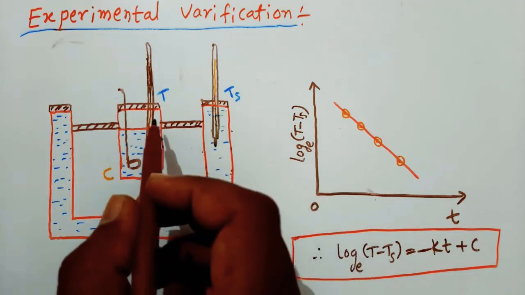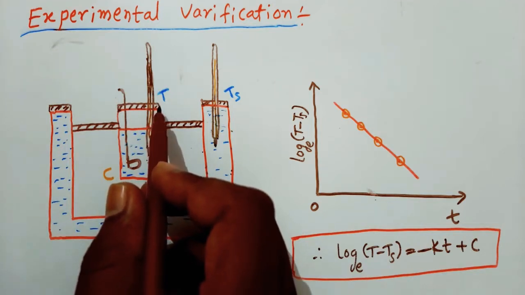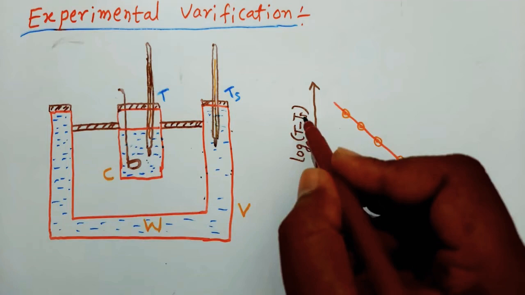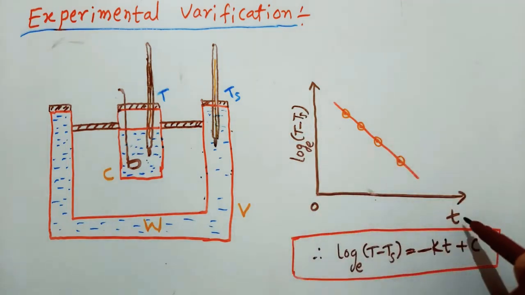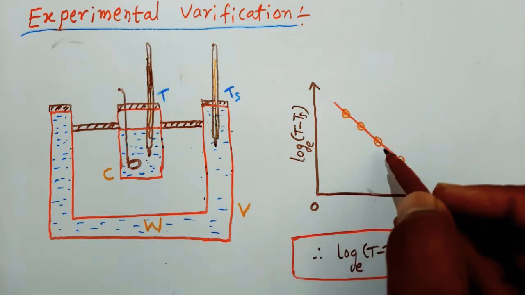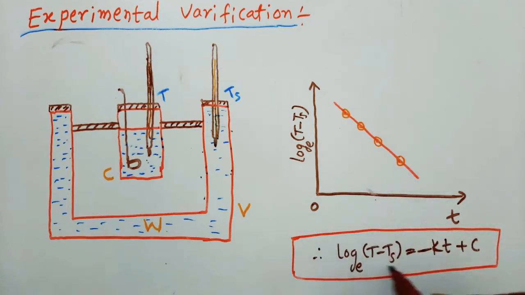The temperature of hot water in the calorimeter is noted after equal intervals of time, and a graph is plotted between log e base T minus Ts and time t. The graph is a straight line with negative slope. This supports the equation log e base T minus Ts is equal to minus Kt plus C. It is a straight line equation with negative slope.